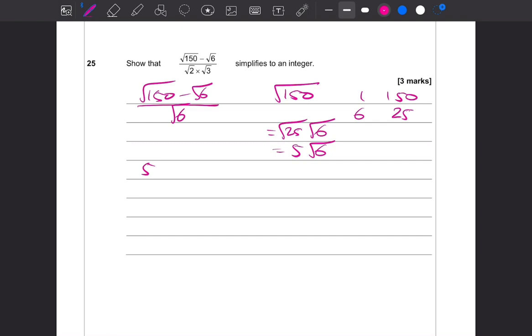So altogether, 5 root 6 minus root 6 over root 6. All of these roots will cancel. What we're left with, 5 minus 1 over 1, which is 4.